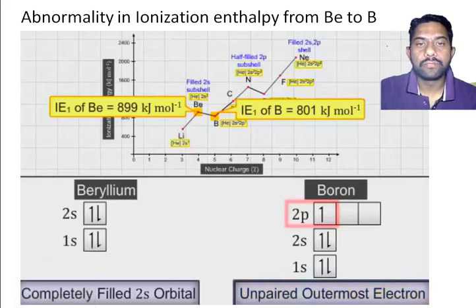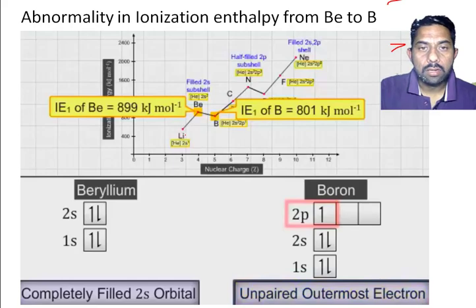First of all, from lithium to beryllium, there is an increase in ionization enthalpy. It's obvious because nuclear charge tends to increase. Now from beryllium to boron, there is a decrease. Beryllium has 899 kilojoule per mole energy. We are talking about first ionization enthalpy.